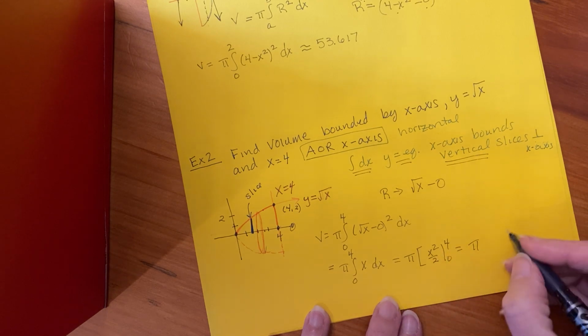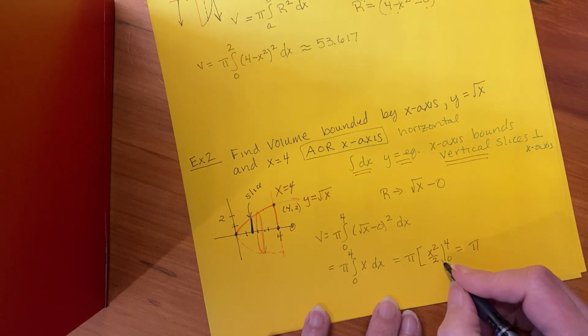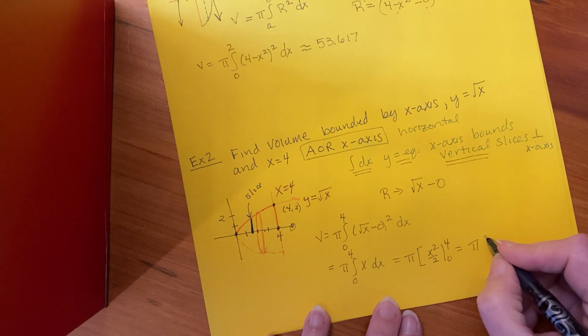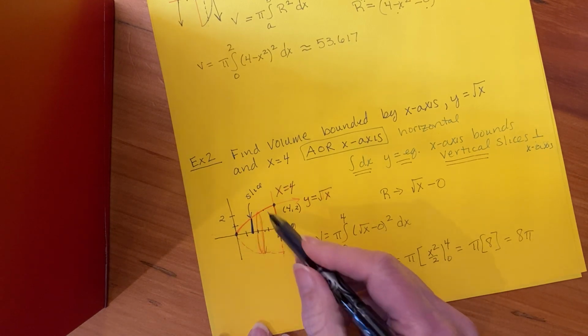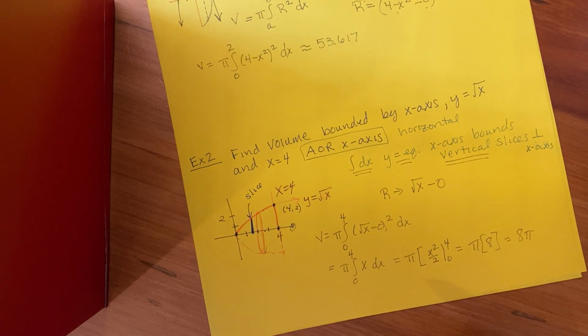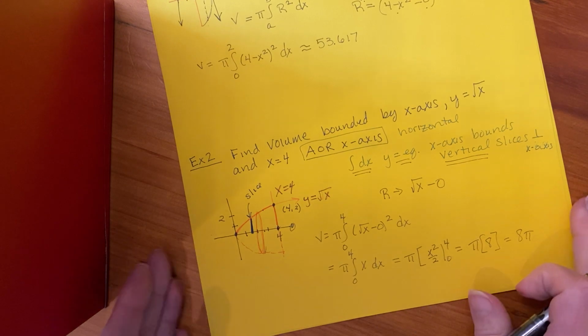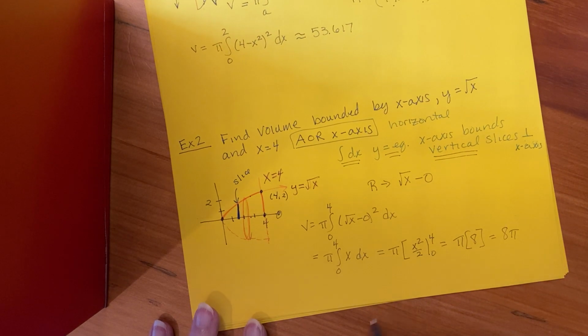So that's going to be what? 16 divided by 2. Does everybody see that? 16 divided by 2 would be 8. So 8 pi is the volume if we revolve this shape around the x-axis. Whew, look at us go. We did that whole thing by hand. What do you think? Not so bad.